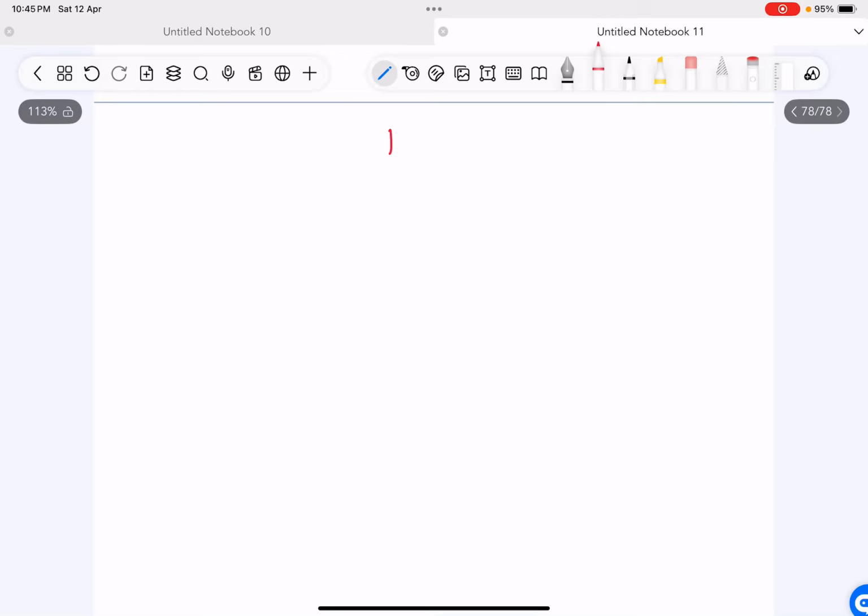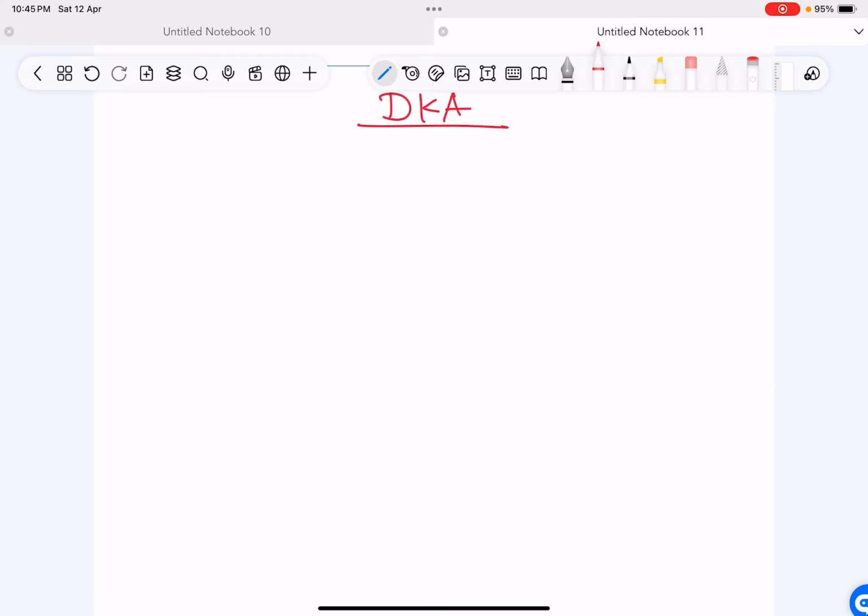Hello everyone. The topic we are covering today is diabetic ketoacidosis. In this, the main thing we have to understand first is the pathogenesis, how the condition develops.